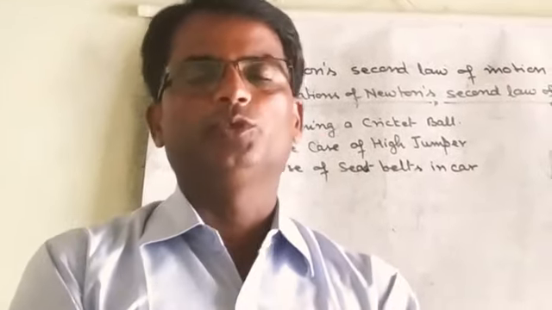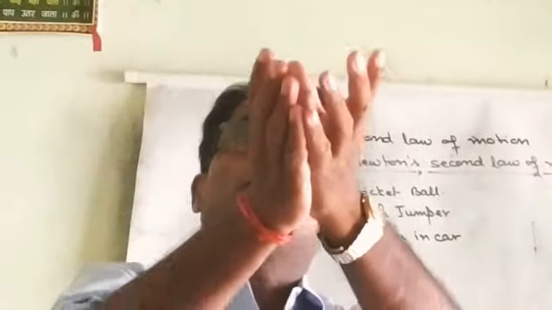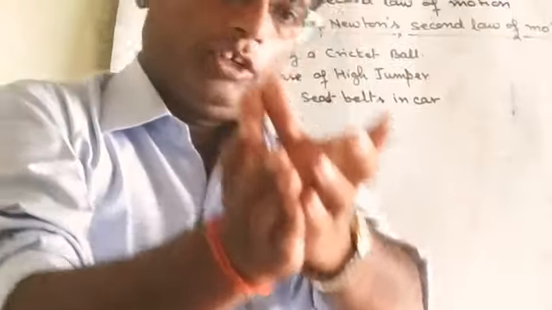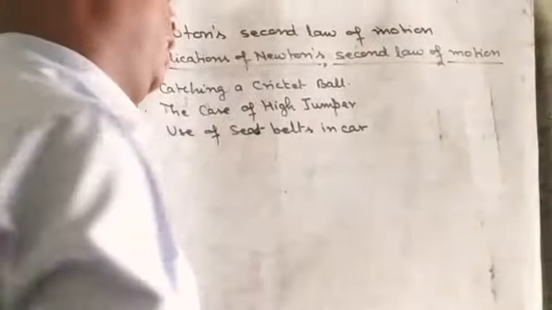What happened? All of you see, that player catches the ball and removes his hand like this. Then he catches the ball and moves his hand back like this. What happened there? He brings the momentum of that ball to 0. A little time is taken, that's why its momentum becomes 0. Then the ball is in your hand. It is not possible for the ball to drop from your hand.